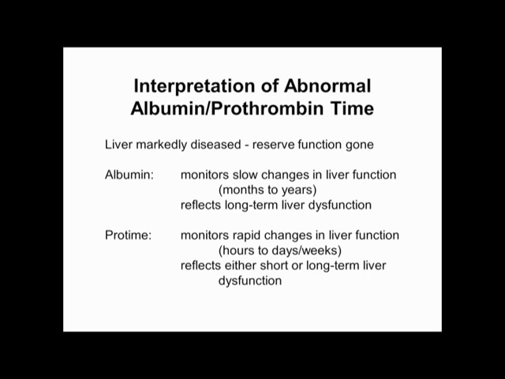So what these tell you is that lots of liver is gone or non-perfused, and your reserve function, because the liver, like all organs, has reserve, that's gone. And you're down to less than the core amount of necessary functional hepatocytes. Albumin monitors slow and long-term changes. Prothrombin time can tell you rapid changes, but it'll also be abnormal with long-term liver dysfunction.